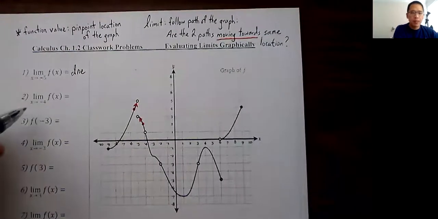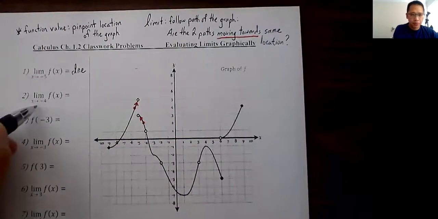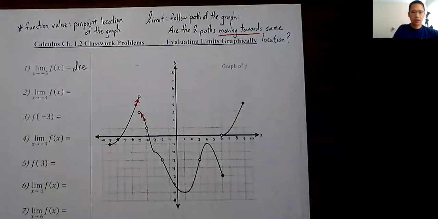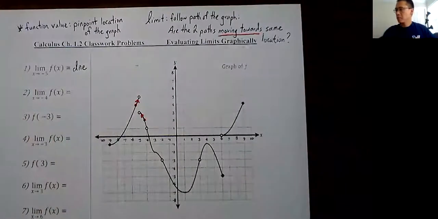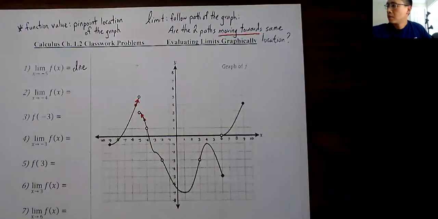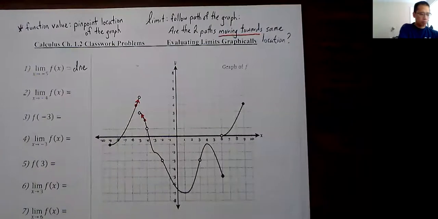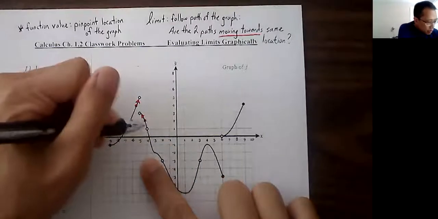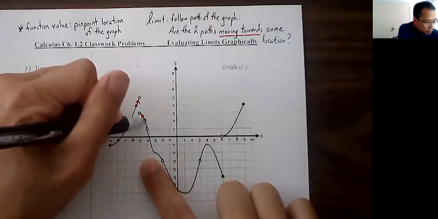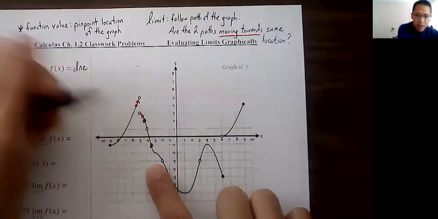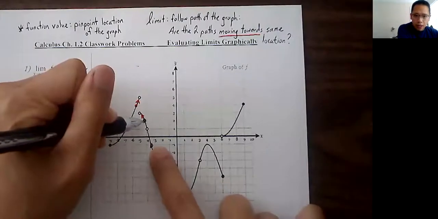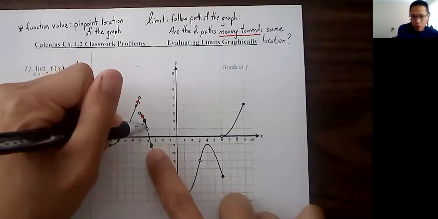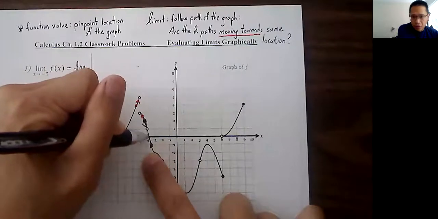Okay. Limit as x approaches -4. Again, we're going to pick 2 points on either side of -4. There's -4 here. I'll pick a point on one side of -4, and another point on the other side. I'm going to make these the two starting positions for the cars.